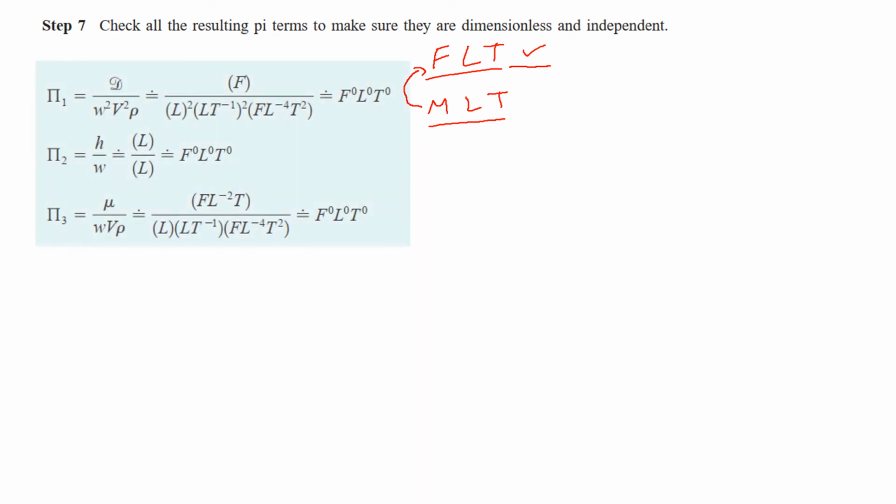So this is what we did right here. As you can see, these are our pi terms, and now we have written all the dimensions of our variables in force, length and time form, and you can see that now they are also dimensionless. So this is how cross-checking is done in dimensional analysis: initially we take one system of basic dimensions, we make pi terms for them, and we make sure these pi terms are dimensionless in this system.